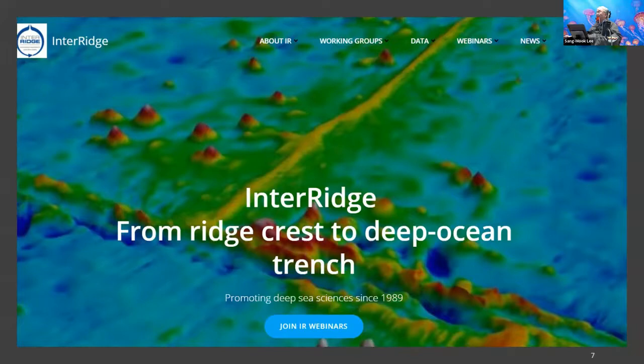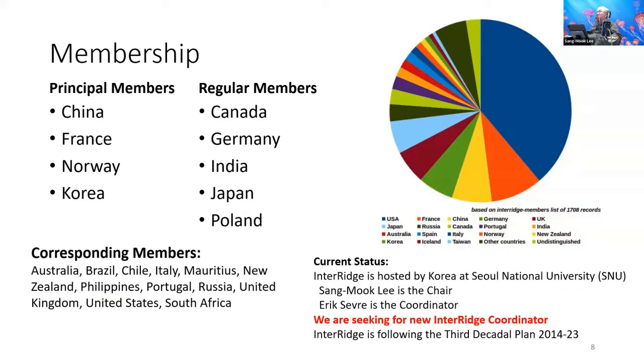And this is the new website, interridge.org. It's nowadays very difficult to create something new, considering that InterRidge has been very effective and was the center of international collaboration for the past 30 years. And this shows the current membership and the people involved in ridge science.